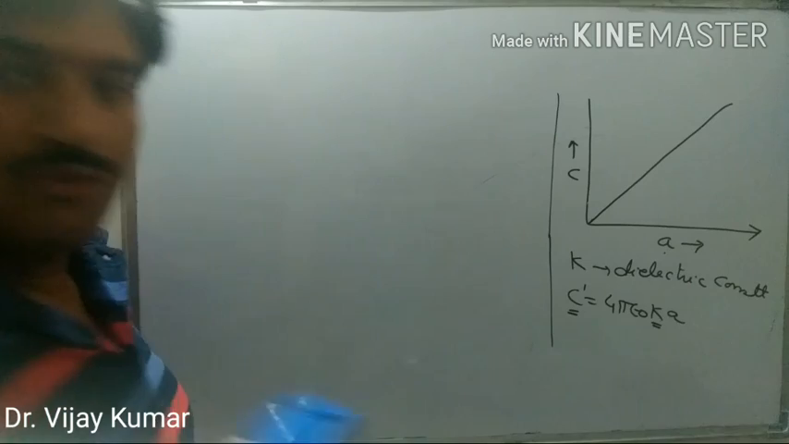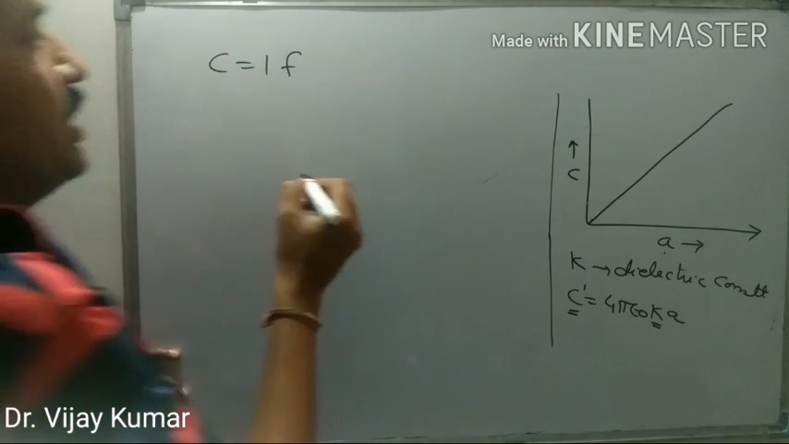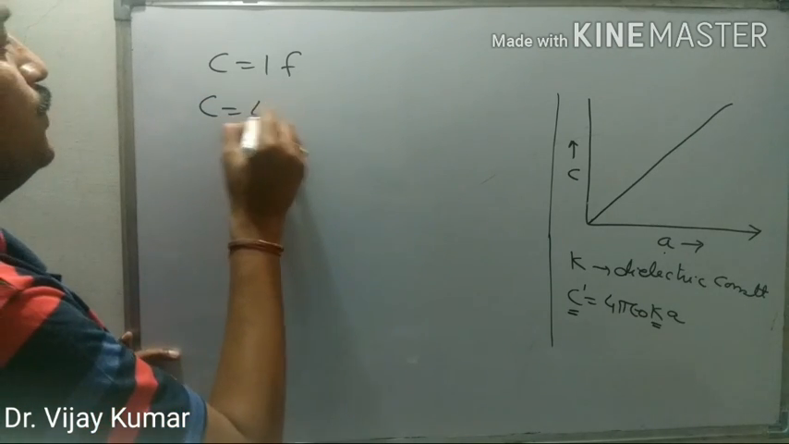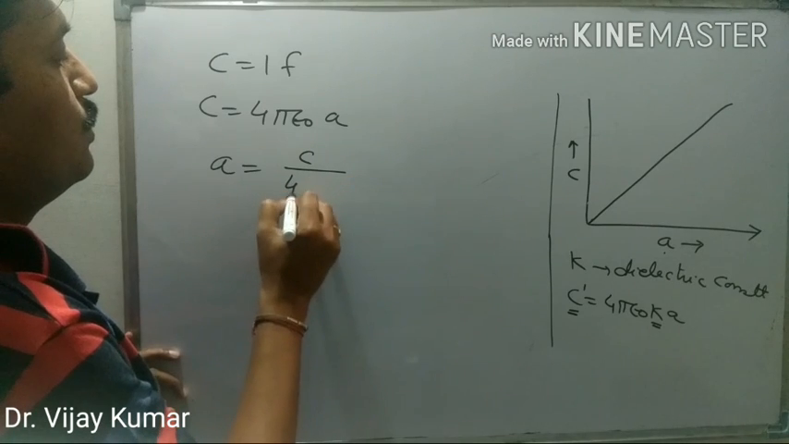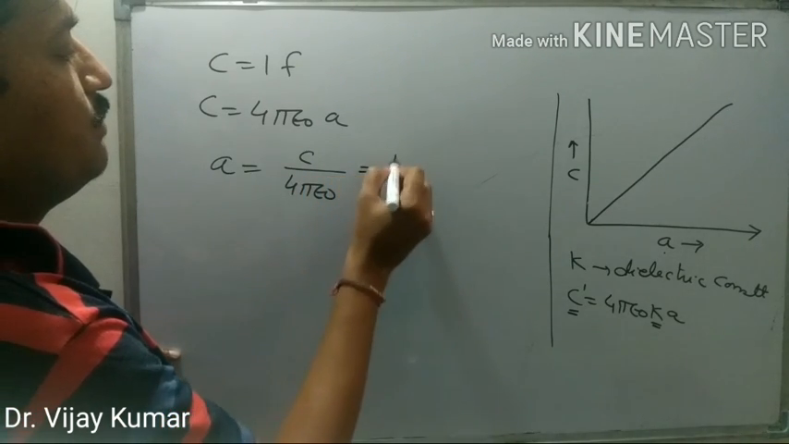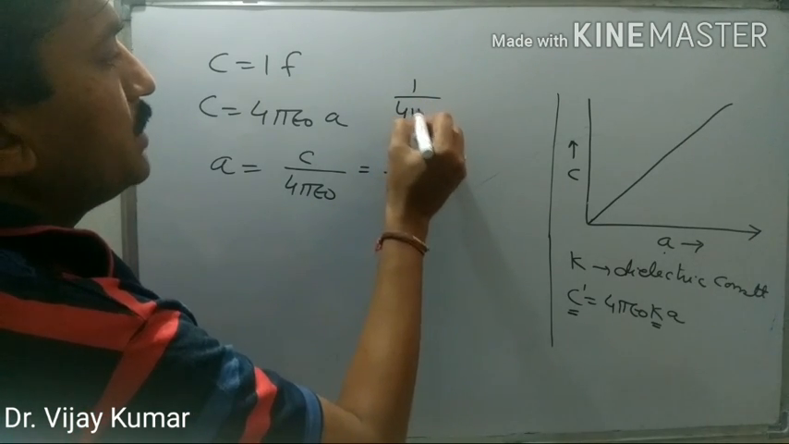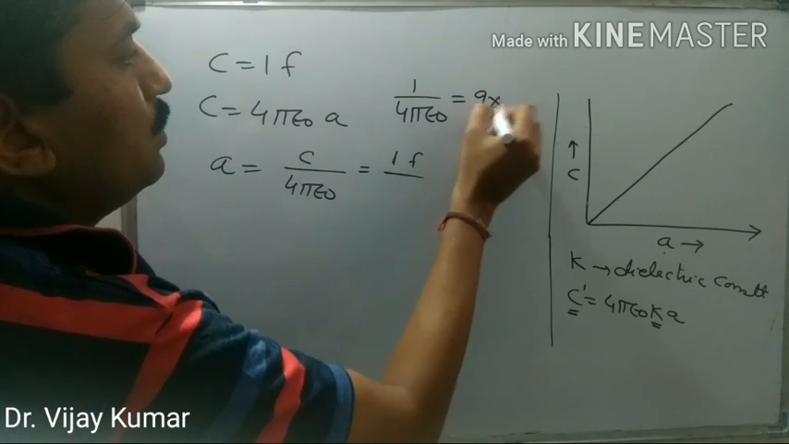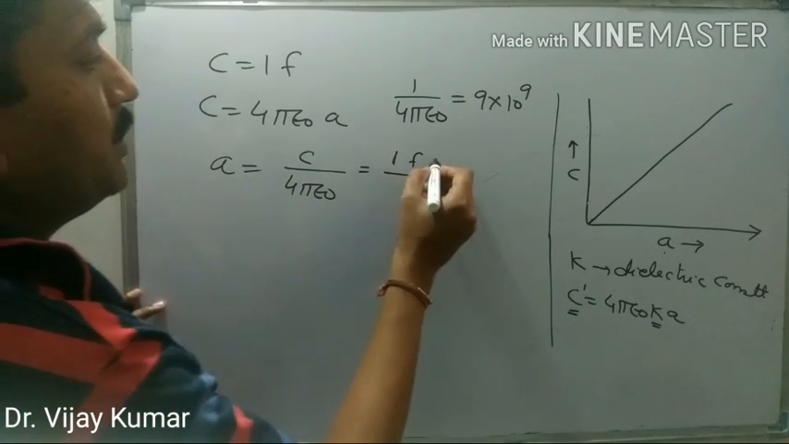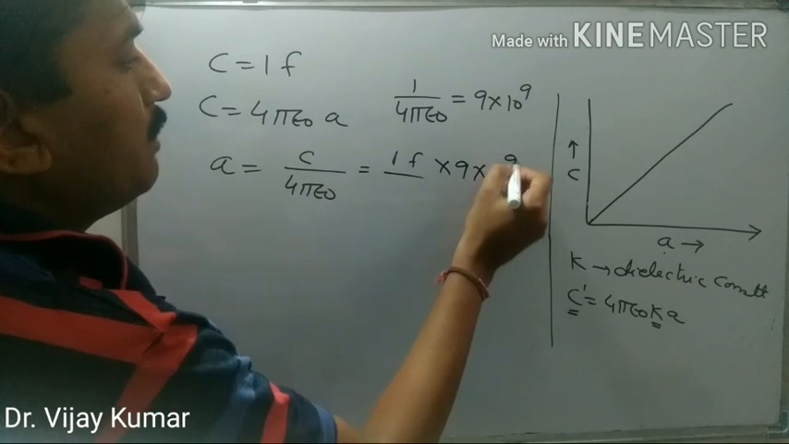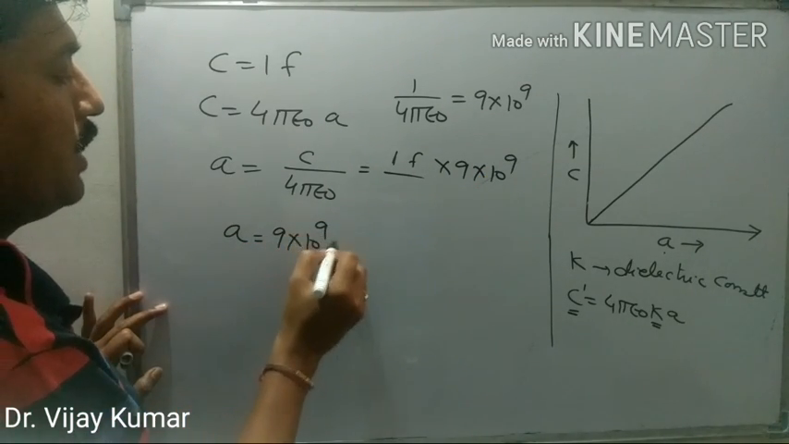If the capacity of a spherical capacitor is 1 farad, it means C = 4πε₀A, and A should be C upon 4πε₀. C is 1 farad, and we know that 1 upon 4πε₀ is equal to 9 × 10^9. If we put in this value, the radius becomes 9 × 10^9 meter.